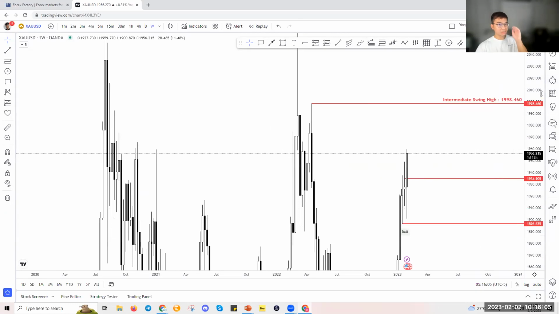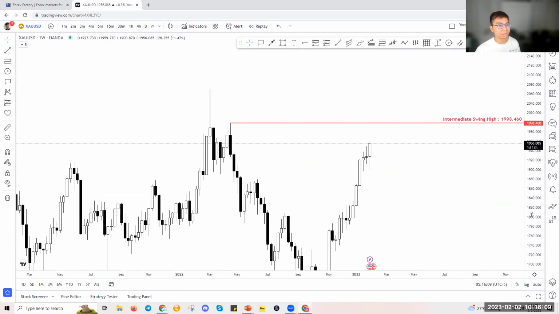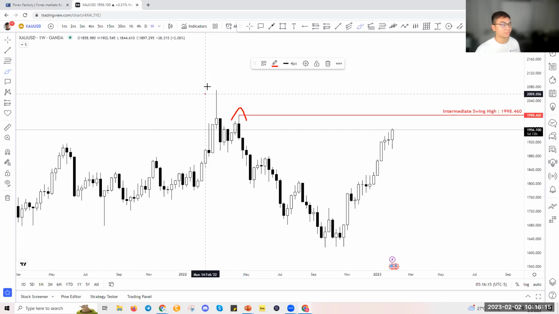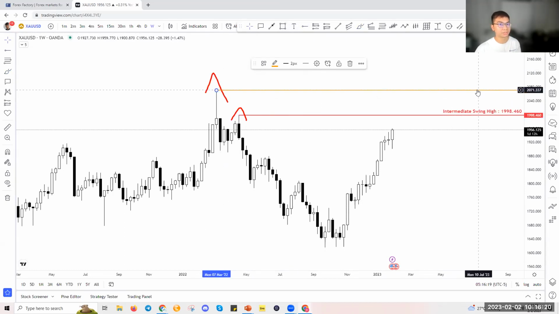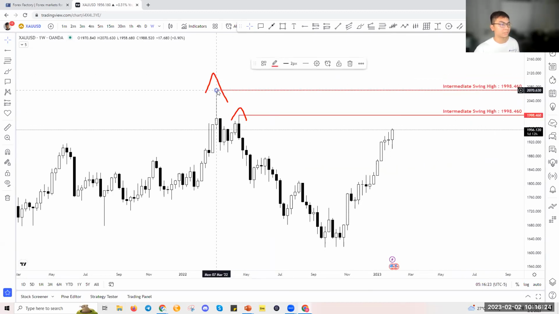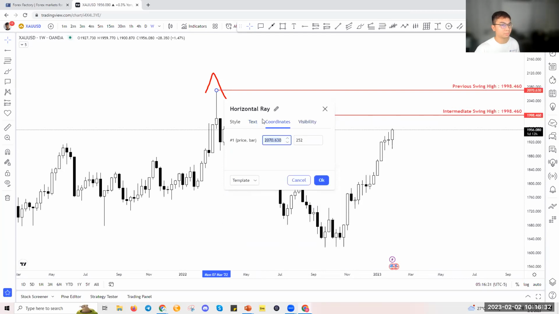So price is actually inching higher and higher towards the intermediate swing high, which I already marked out. So the intermediate swing high is right here. The previous swing high is right up there. I'll just label it out so you guys know the difference. So this is the previous swing high. So what's the number? Let me copy it down.